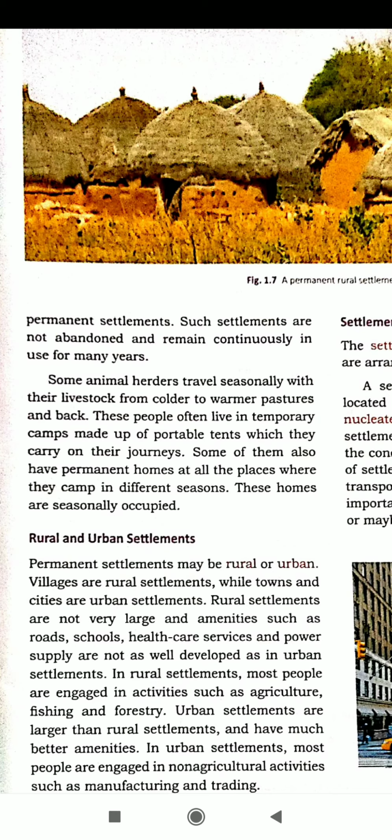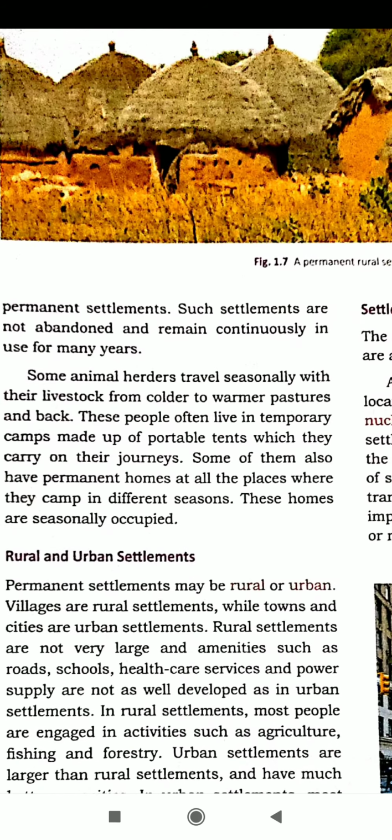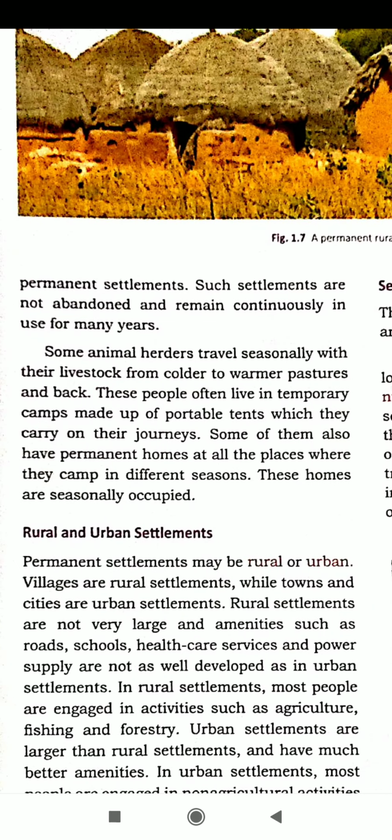Now, I'm going to tell about the types of settlement also. One is settlement which is found in village areas. They are known as rural settlement, and settlement which is found in urban areas is known as urban settlement. Permanent settlement may be village or urban. Villages are rural settlements, while towns and cities are urban settlements.